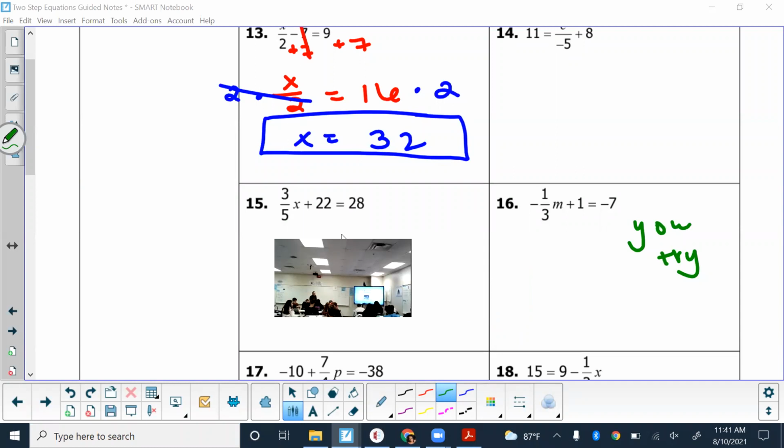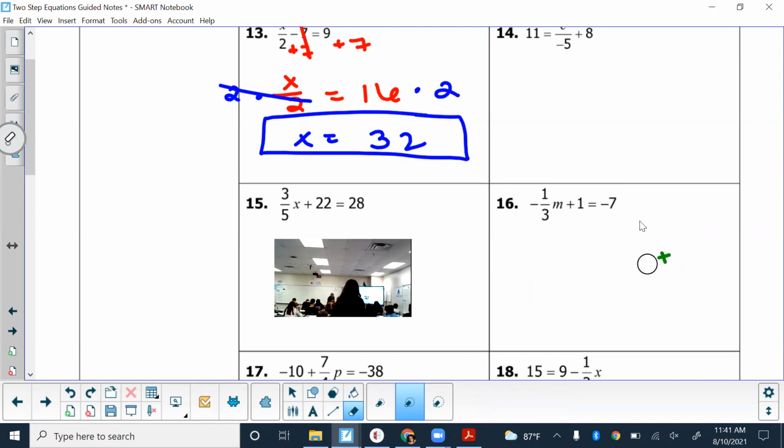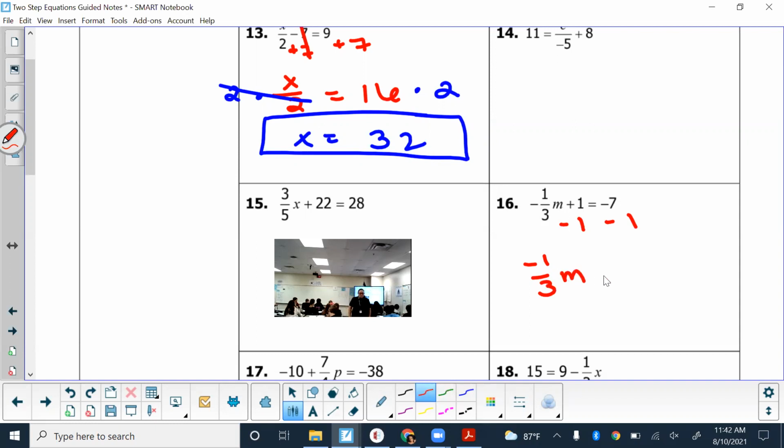The plus 1, how do I get rid of it? The opposite, which is subtract 1. All right, so we'll do that on each side. On the left side, what do I end up with? Negative 1/3 times m, good, because the ones did cancel. On the right side of the equal sign, what's negative 7 minus 1? Negative 8, good. Some people did get that wrong earlier. It is negative 8. All right, you got it wrong, it's okay, just fix it.